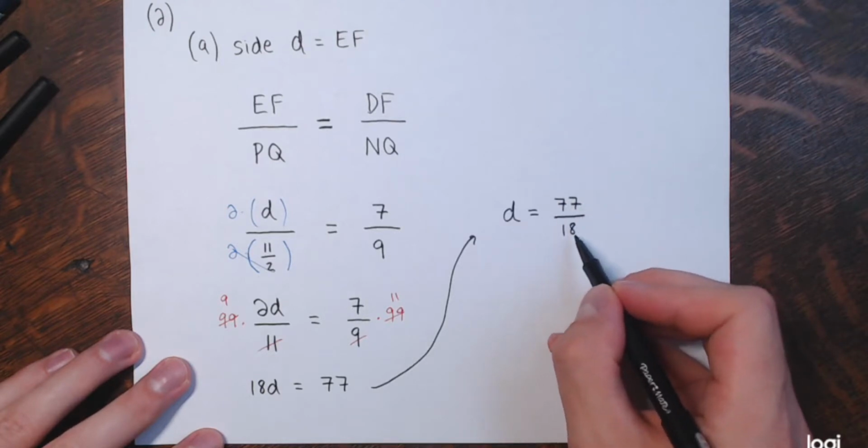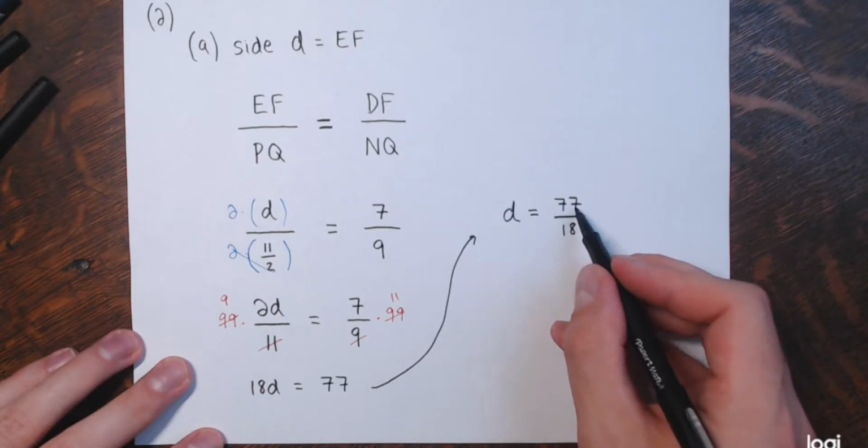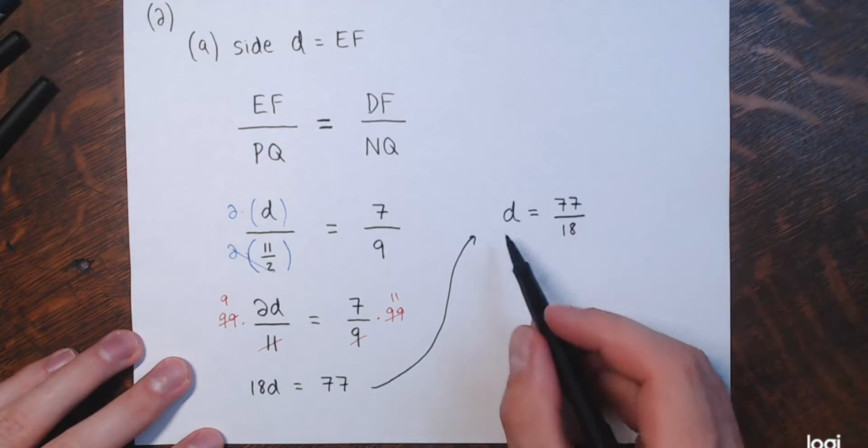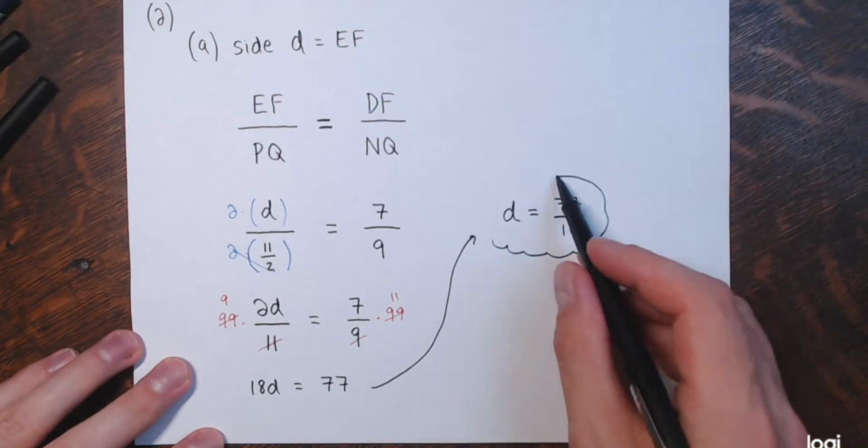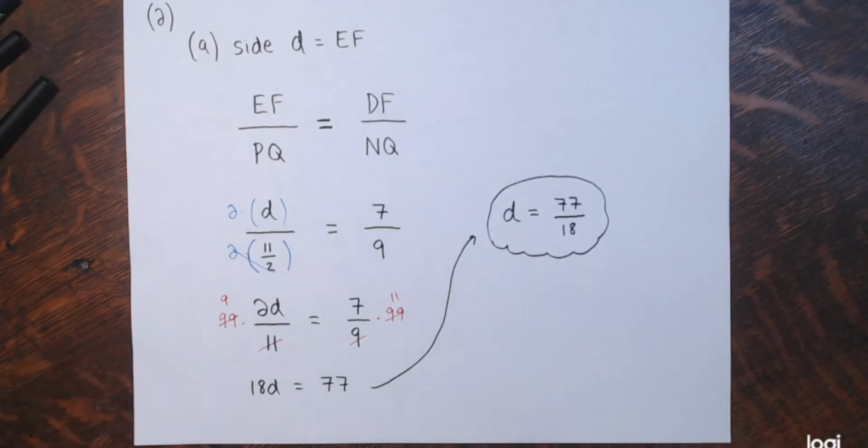And that doesn't reduce any further, right? This is 2 times 9, or 2 times 3 times 3. 77 is 7 times 11. There are no common factors. So this is the length they're asking for, 77/18.